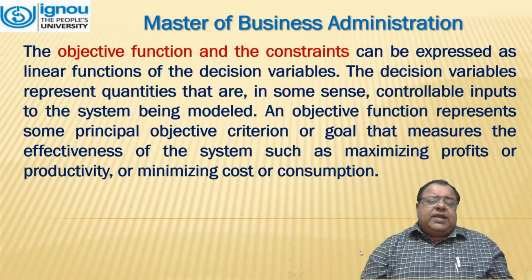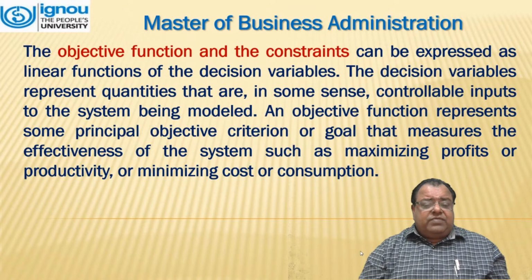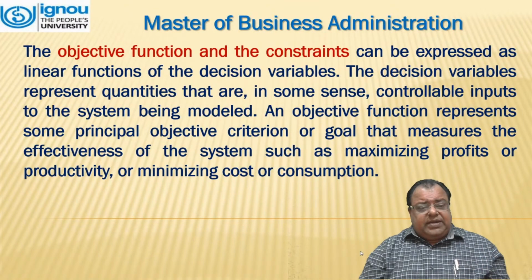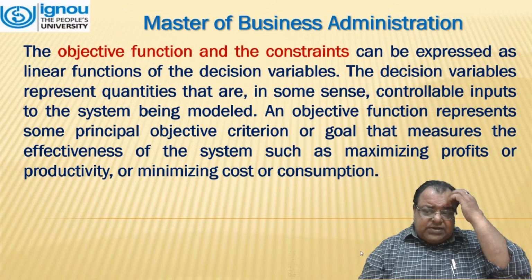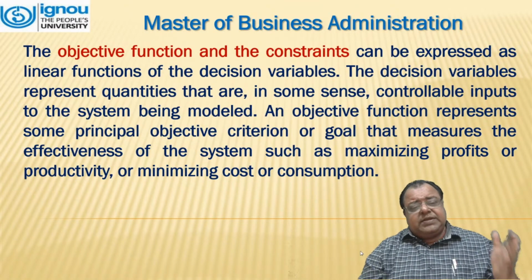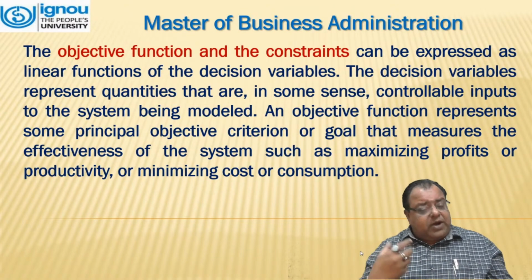The linear programming method is applicable in problems characterized by the presence of decision variables. The objective function and the constraints can be expressed as linear functions of the decision variables. The decision variables represent quantities that are in some sense controllable inputs of the system being modeled. An objective function represents some principal objective, criteria, or goals that measure the effectiveness of the system, such as maximizing profit or productivity or minimizing cost or consumption.